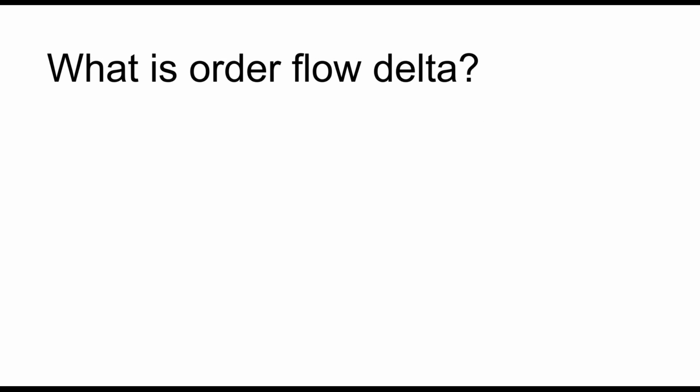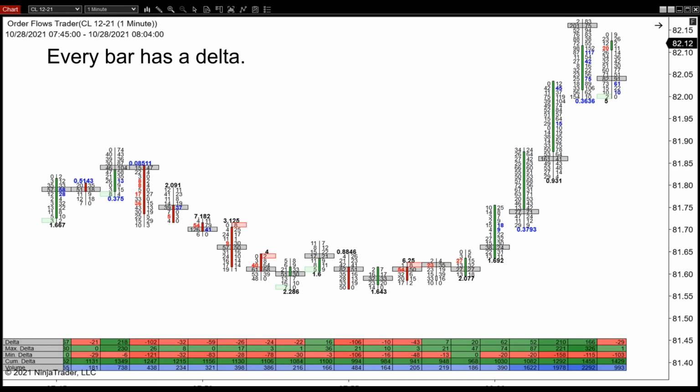So what is order flow delta? Every bar has a delta, okay? If you're familiar with an order flow chart, the footprint chart, you see a lot of numbers. You see numbers on the bid side, and you see numbers on the offer side. Basically, all you do is subtract the number that traded on the bid from the number traded on the offer, and that's going to be your delta.